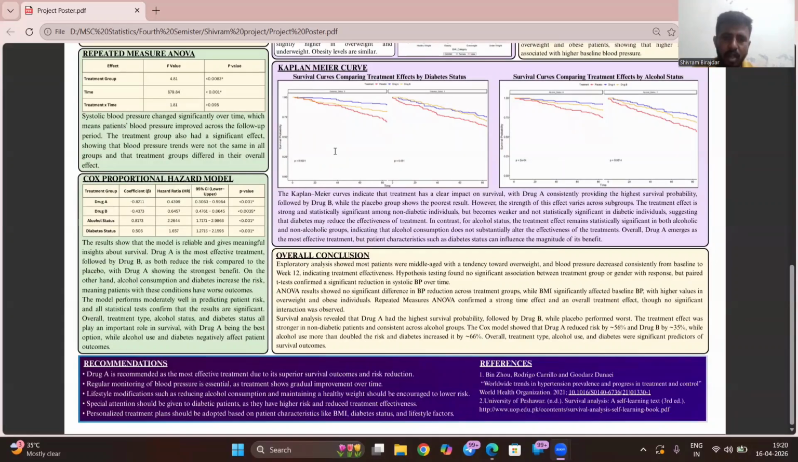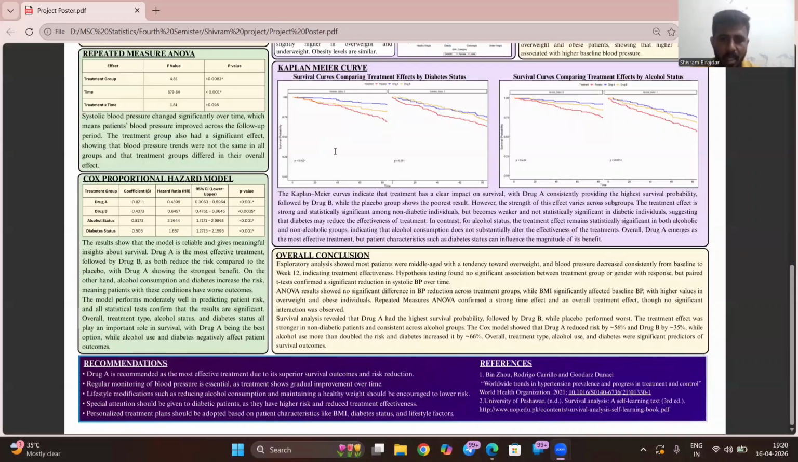From the conclusion, we conclude the blood pressure significantly decreases over time, and the treatment is effective. So there is no major difference between treatment groups in BP reduction. Drug A performed best in survival analysis, and BMI, alcohol, and diabetes significantly affect the outcomes.